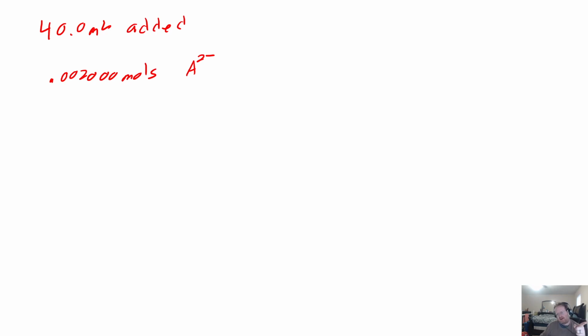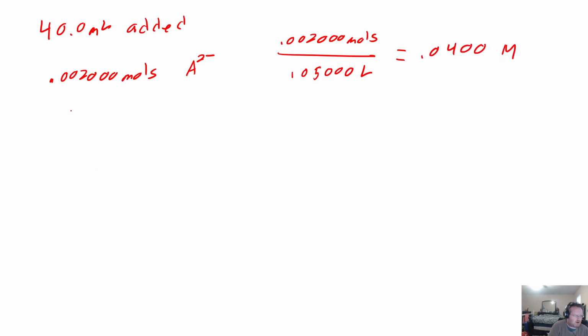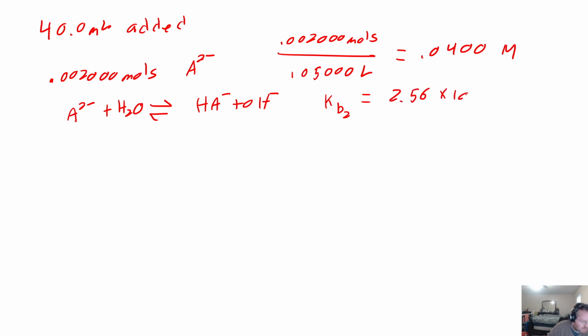Since I only got one of them to start, I do need to find its concentration. I then need to find Kb and solve with that. So the concentration is 0.002000 moles, I write that number a lot, divided by the volume, which is now 50 milliliters. And that'll give us 0.0400 molar. And then if we write our new equation, we now have A2 minus plus H2O in equilibrium with HA minus plus OH minus. And if you solve for Kb of this, Kb2, you will get 2.56 times 10 to the negative ninth. Remember, that's just Kw divided by Ka2. So that's my Kb2. And if I set up that equation, Kb2 is equal to HA minus times OH minus divided by A2 minus.